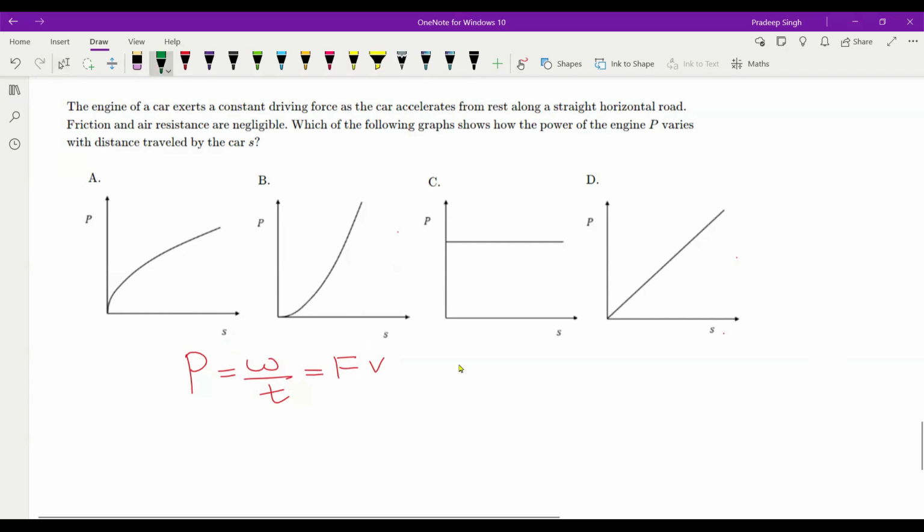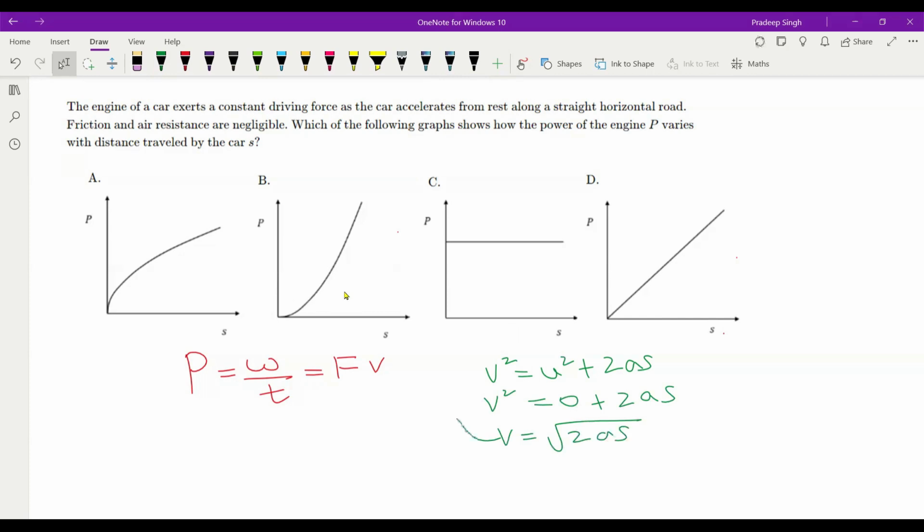We will use the Stewart equation v squared equals u squared plus 2as. In the question, it's mentioned that the car is starting from rest. So initial speed u will be 0, and v squared equals 2as. Now let's make v the subject by taking the square root. We'll get v equals root 2as. Now let's put v in the expression for power. We'll get power is equal to force into square root of 2as.